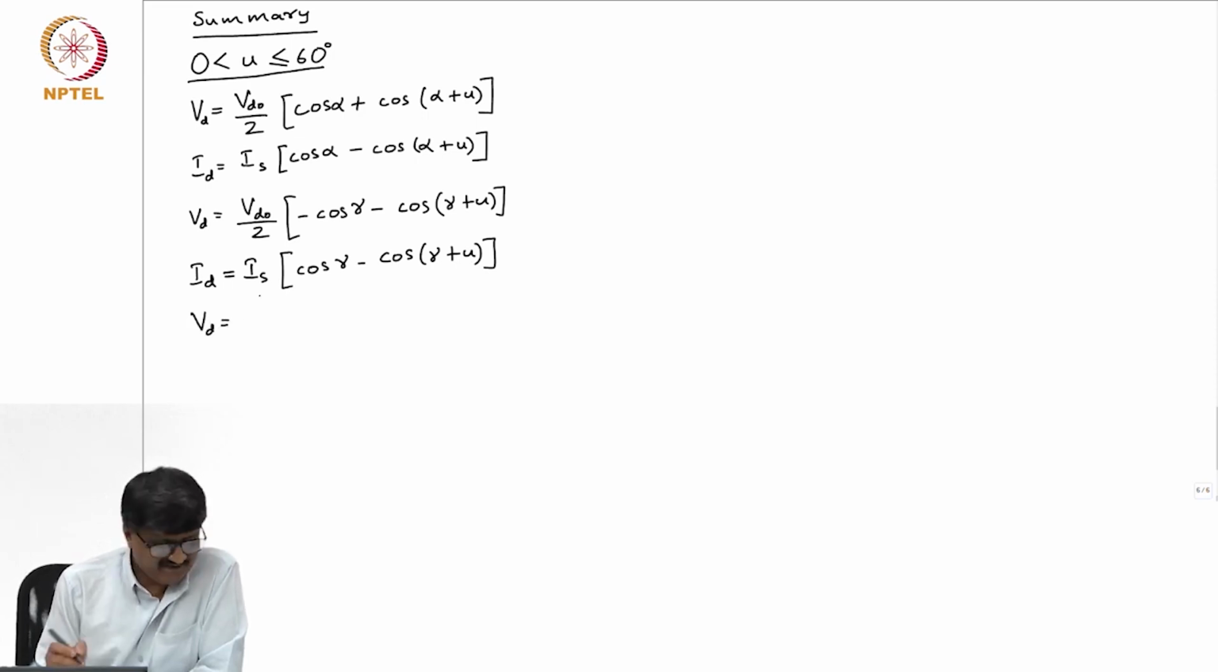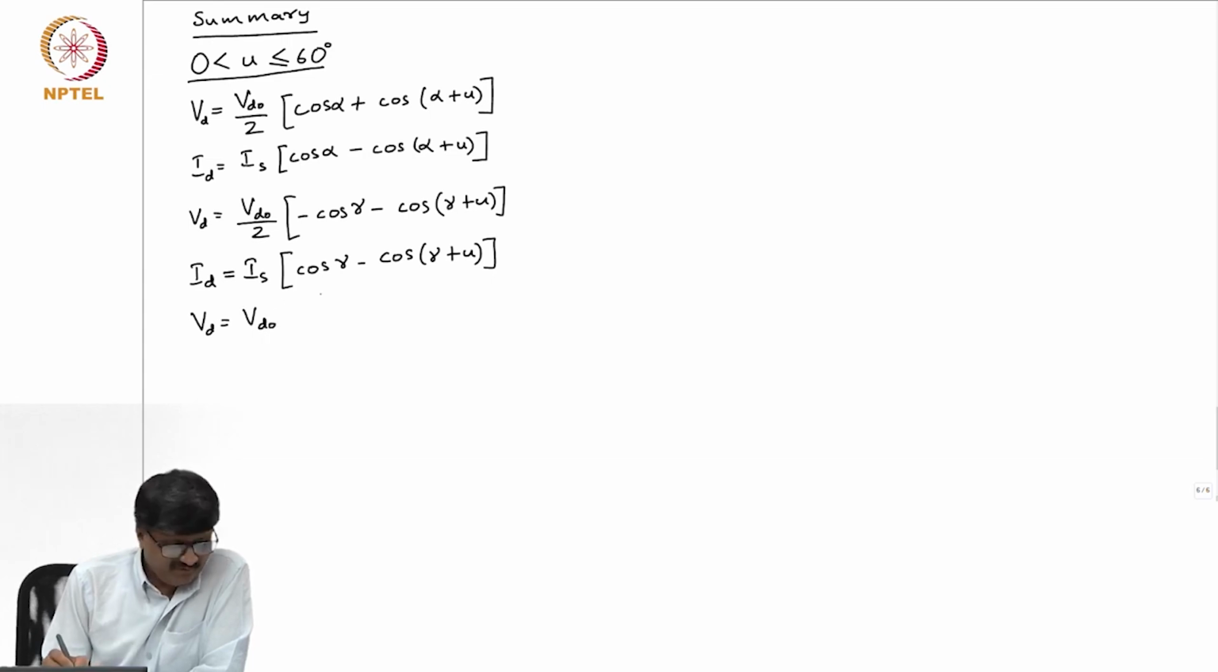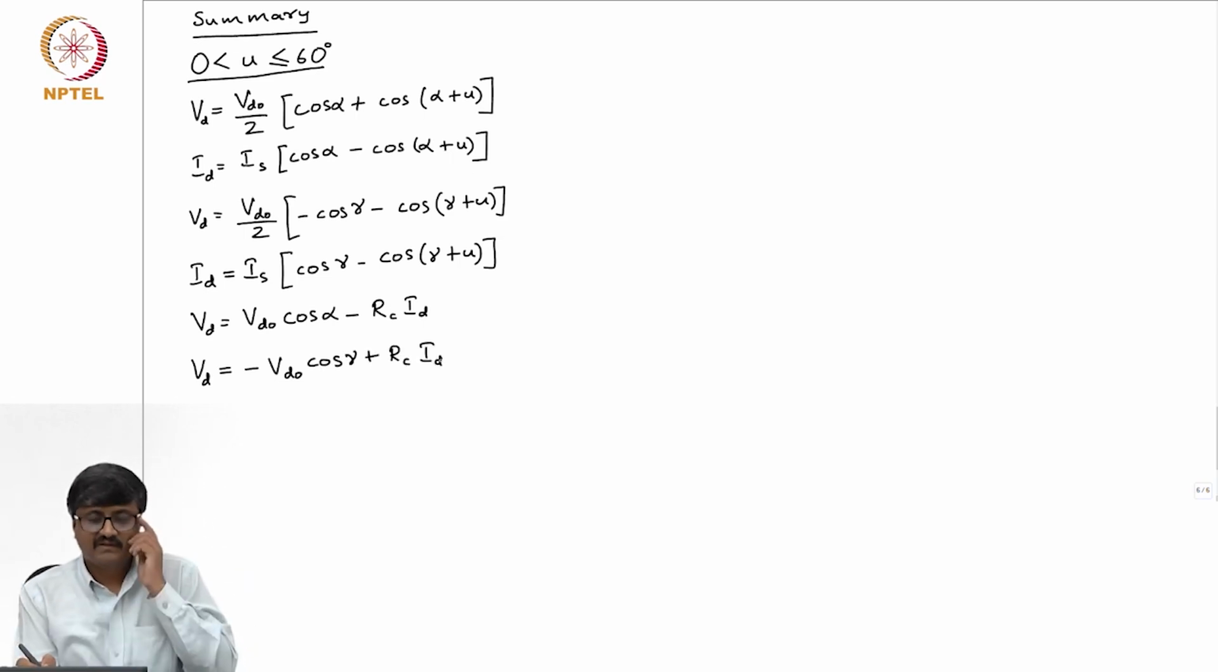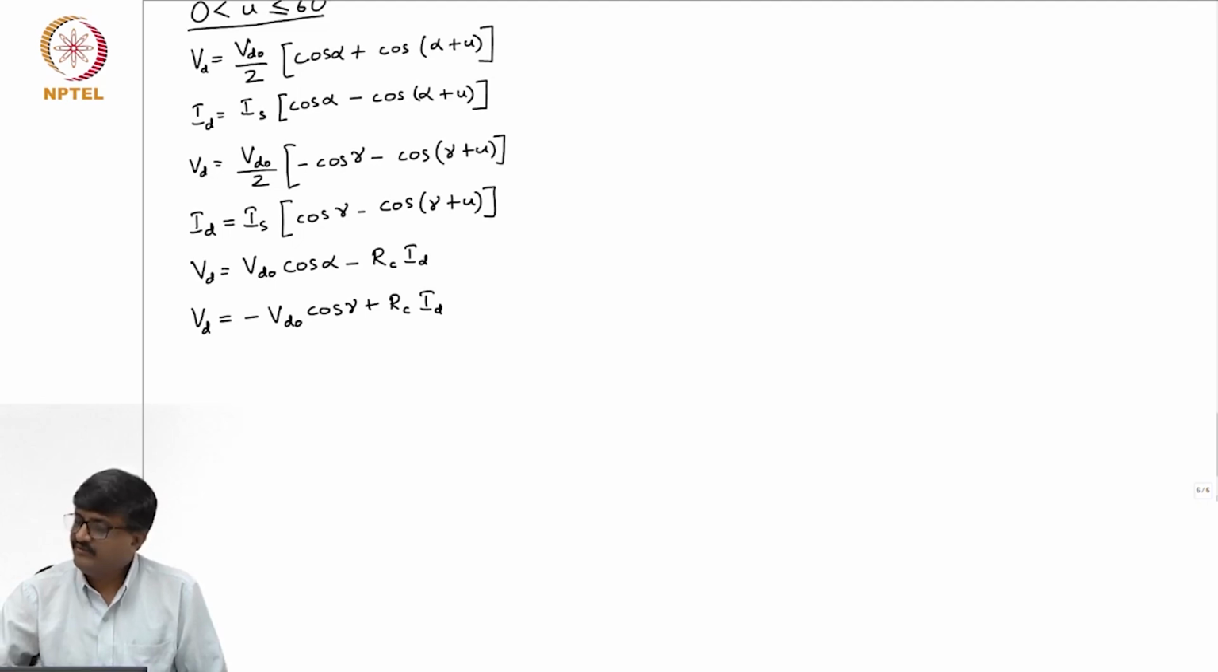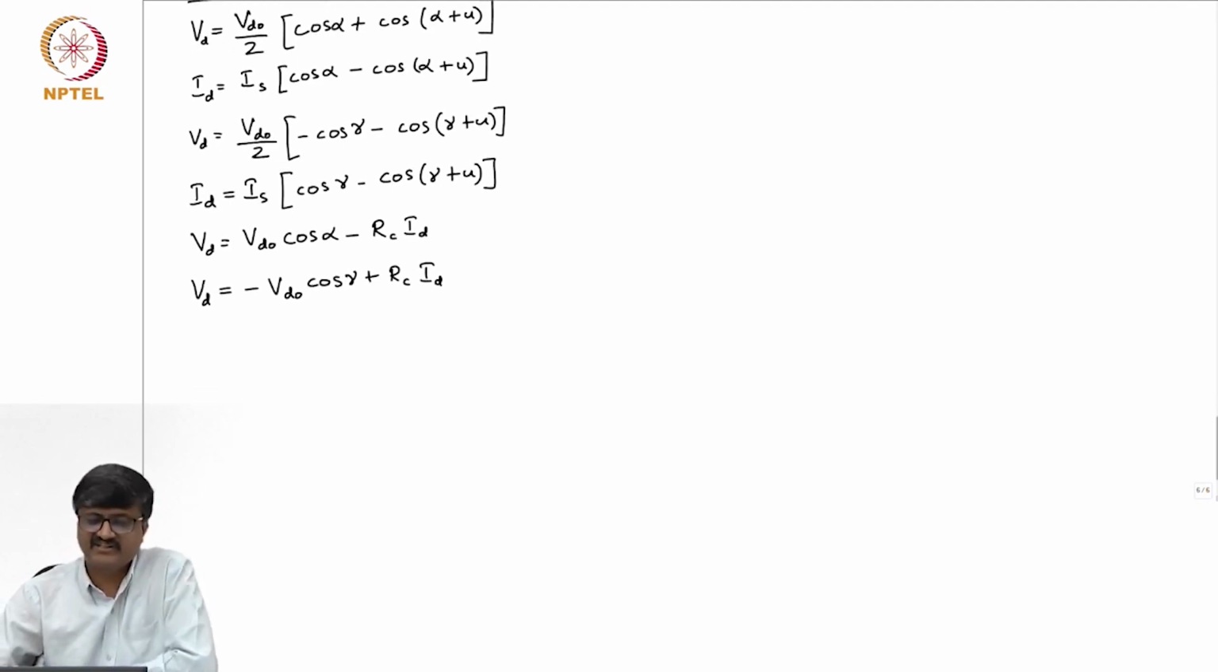And there is an equation relating VD, VDO, alpha, RC and ID. So we got VD is equal to VDO cos alpha minus RC ID. And the last equation that we consider now is the relation between VD, VDO, gamma, RC ID. So that is VD is equal to minus VDO cos gamma plus RC ID. So these 6 equations were obtained for u greater than 0 and less than 60 degrees.